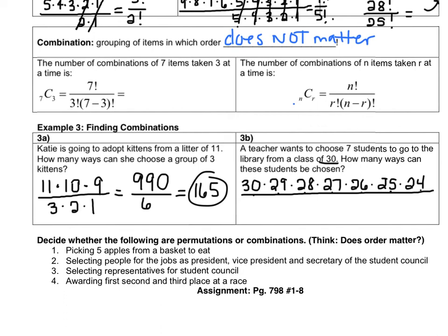But then we have to get rid of the fact that the order she chose those 7 doesn't matter. So we get rid of 7 times 6 times 5 times 4 times 3 times 2 times 1. When we calculate that out, we end up with a final answer of 2,035,800 different ways.